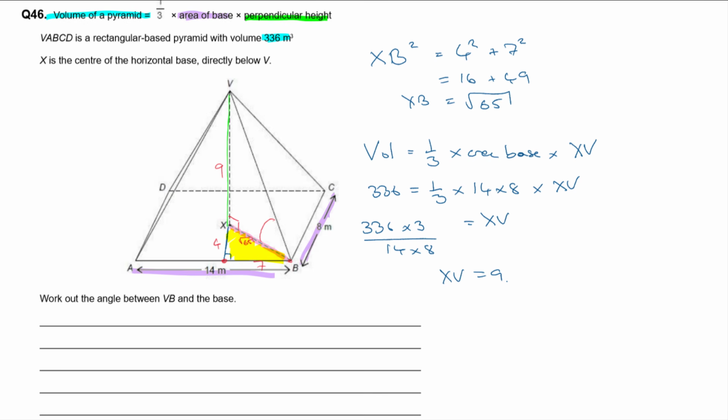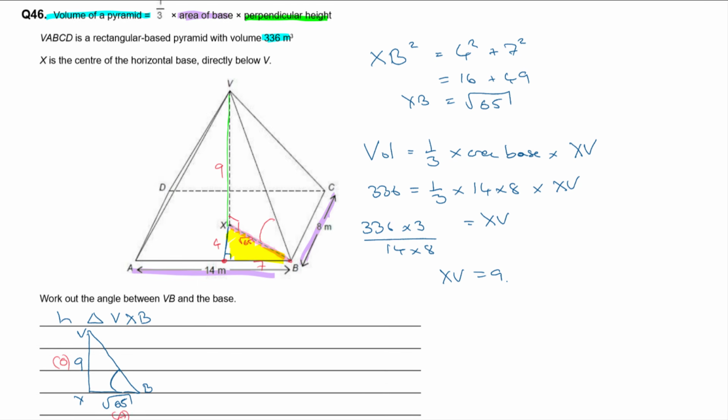So now I know two sides in this triangle. It's a right angle triangle, so I can then go and find the angle, can't I? So take triangle VXB. So in this triangle here, look. That's X, that's V, that's B. I want to find that angle there. I know that's 9. I know that's root 65. But I also know that this is the opposite and this is the adjacent.